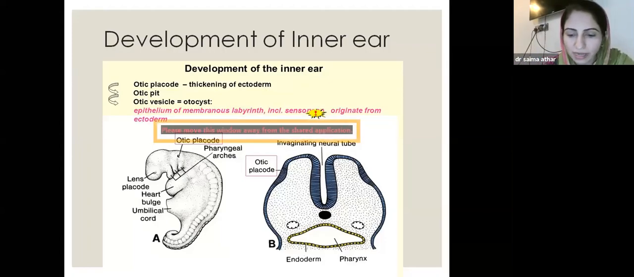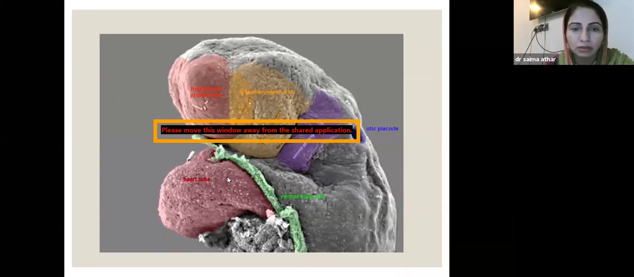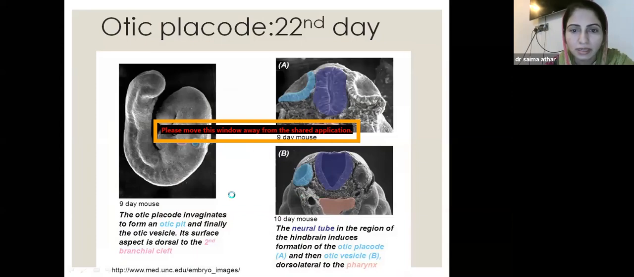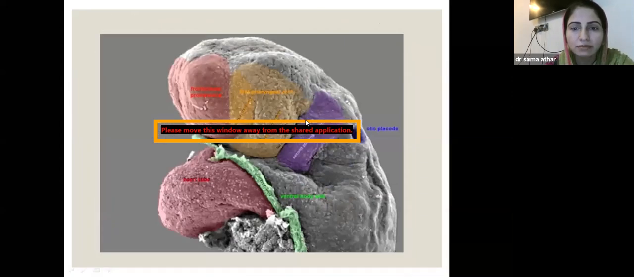So the first sign of appearance of the ear is called the ear placode. Now, what is the ear placode? Ear placode is thickening of the ectoderm.